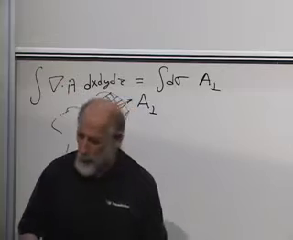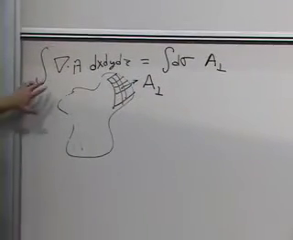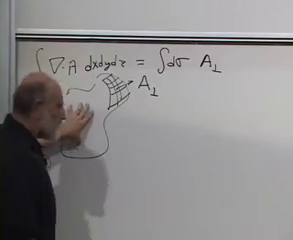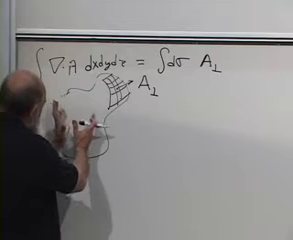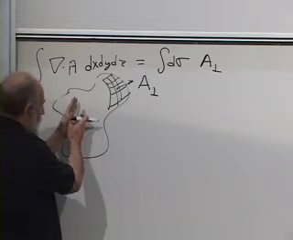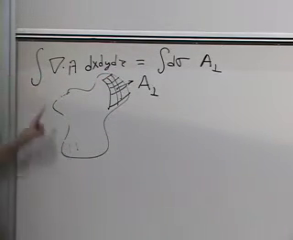I told you what the significance of this would be for the flow of water if the divergence of A stood for the divergence of the velocity field of water. Then it would just be that the amount of water being pumped into a region here is equal to the amount going out through the boundary. But this is Gauss's theorem.